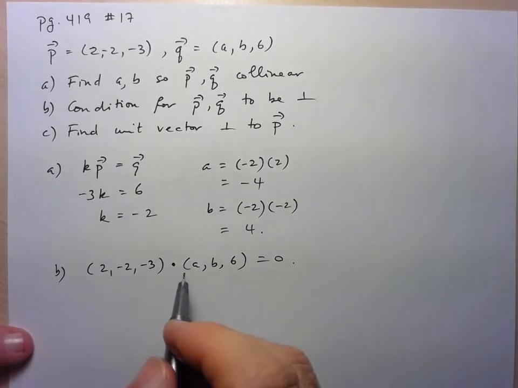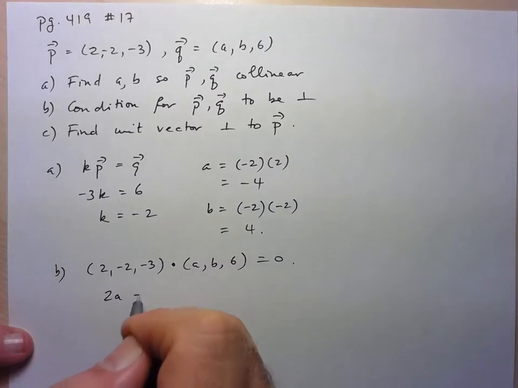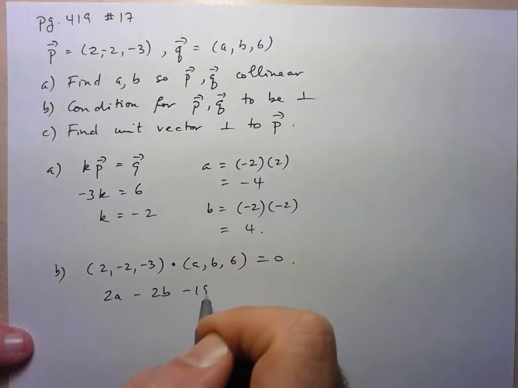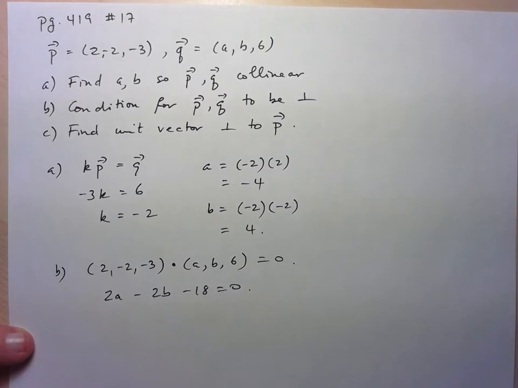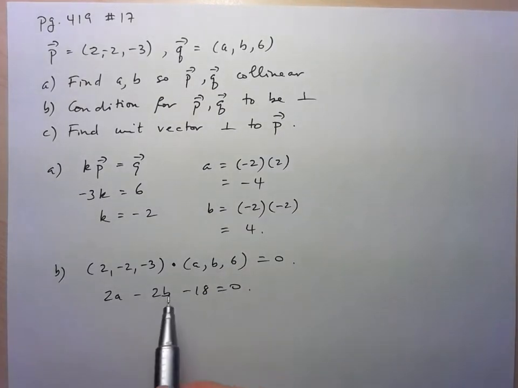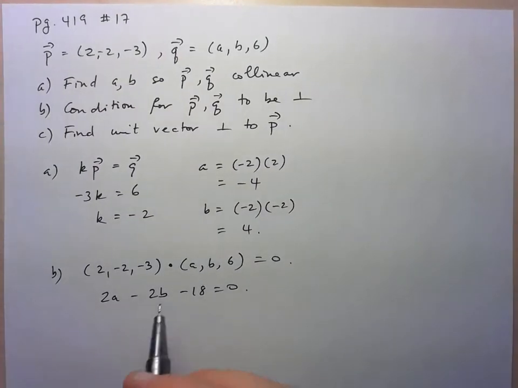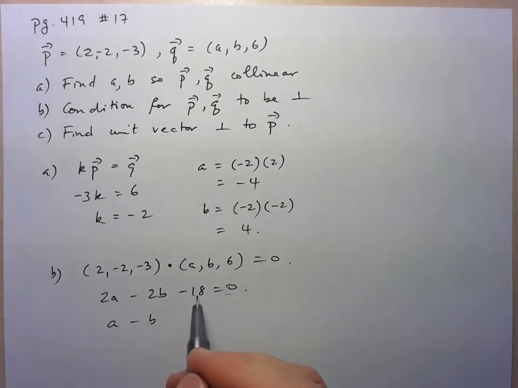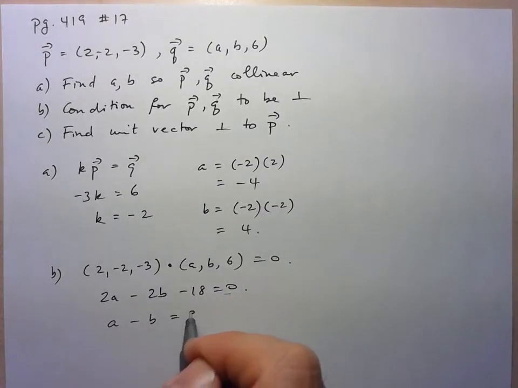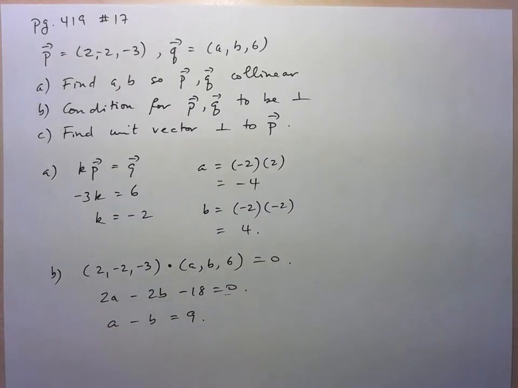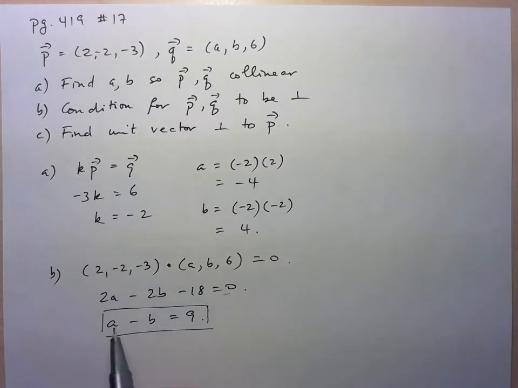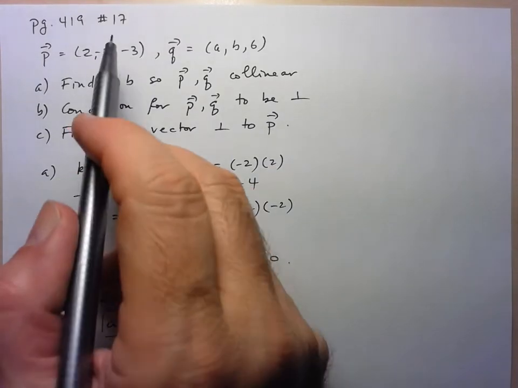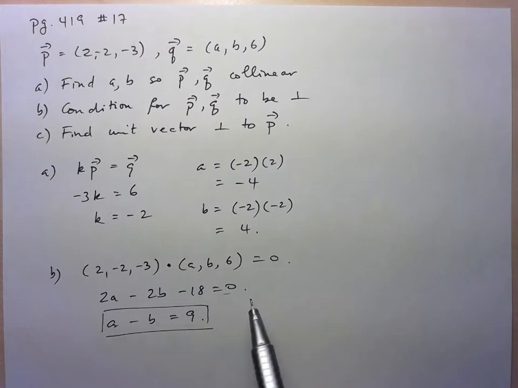When we actually do the algebra here, we've got 2a minus 2b minus 18 is equal to 0. We realize that what we end up with is an equation with a and b, so not something we can solve. So if we simplify this, we have a minus b minus 9. Let's bring that to the other side, make it look a little nicer. So the relationship between a and b is given by this equation. As long as a minus b is equal to 9, p and q will be perpendicular.